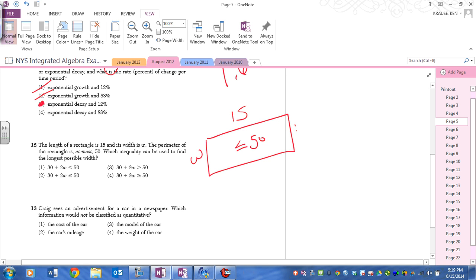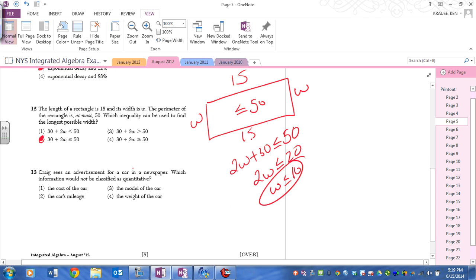Alright, perimeter is pretty easy, you just add up both sides. So these two add up to 30. So 2W plus 30 has to be less than or equal to 50. Or 2W has to be less than or equal to 20. Or W has to be less than or equal to 10. Oops, didn't even need that. 30 plus 2W has to be less than or equal to 50. I actually solved the whole thing. I didn't even look at the answers.